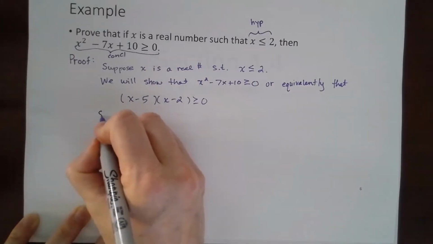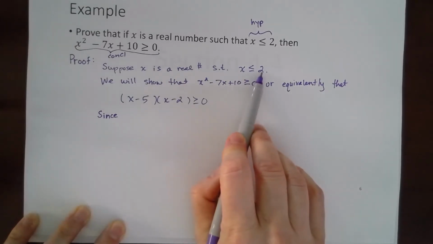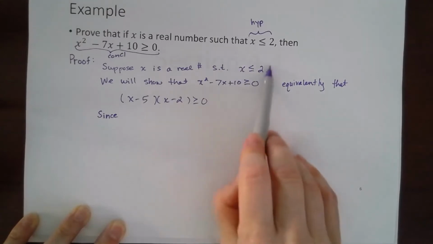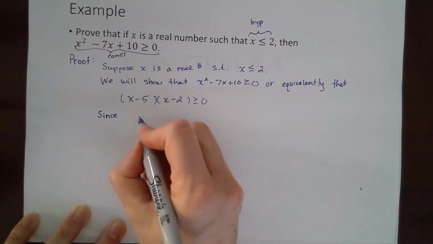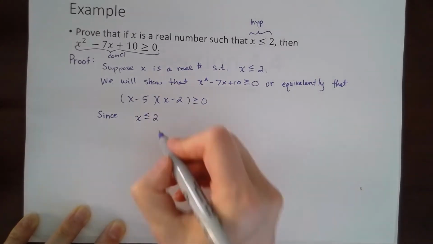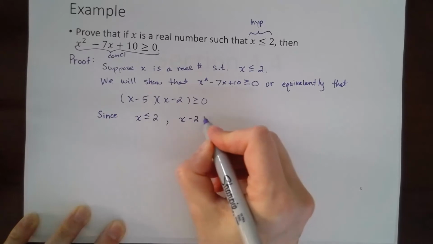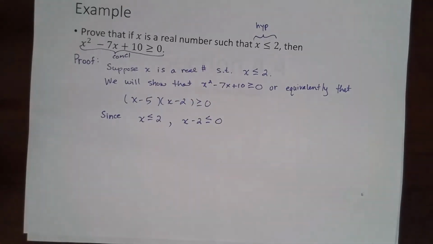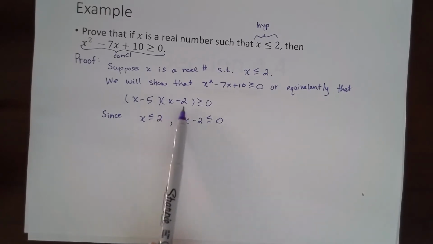Now here we have this x minus 2. That's the thing that we know, and we usually have to start there. It seems very related to the x minus 2 down here. Since x is less than or equal to 2, if we subtract 2 from both sides, we have x minus 2 is less than or equal to 0. So now we know something about this factor right here. It is a non-positive number.